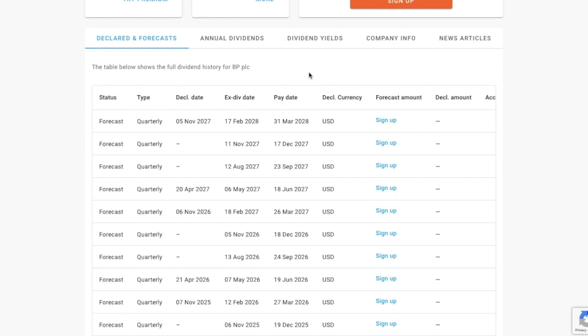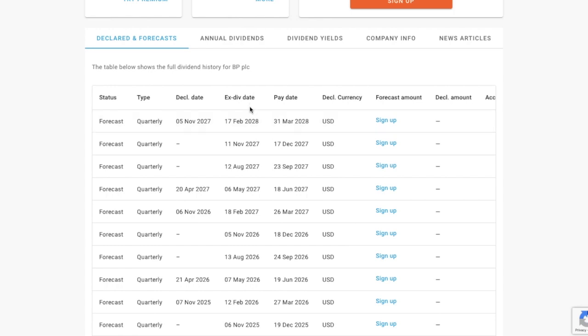But I'll explain what a few of them mean so that you'll have the tools to understand this, and regardless of the website that you use, it will be the same terms used over and over again. So we'll use this top row. This is for BP. Here we have the declaration date. Now this date here, the 5th of November of 2027, is when they plan on announcing to all the shareholders how much they're going to pay per share and when they're going to pay it.